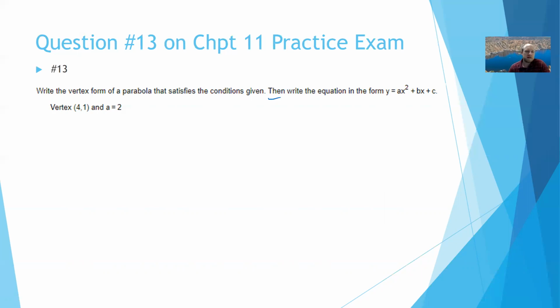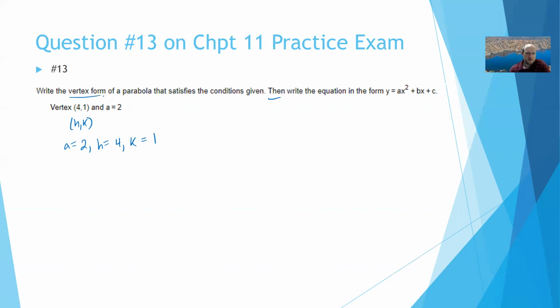But for this problem, they already gave us the vertex. Okay, so they gave us the vertex here of 4, 1. So what does that mean? Well, that means that I can identify, remember our vertex is h comma k. So I can identify what a, h, and k are. Well, a is equal to 2. They gave us that. H is equal to 4, and k is equal to 1.